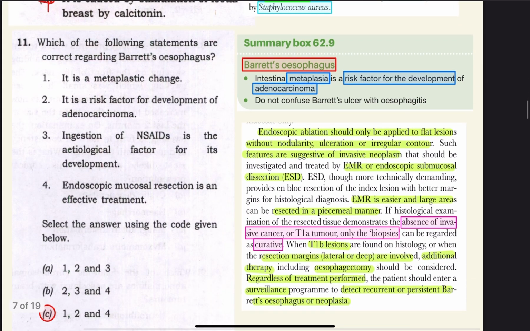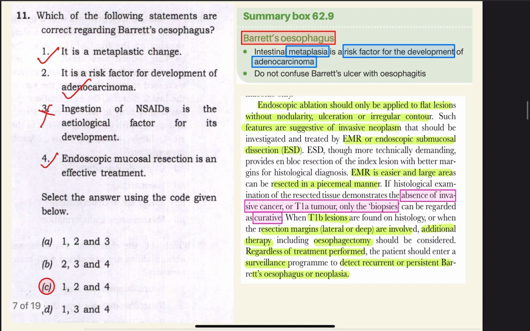Now question number 11. Which of the following statements are correct regarding Barrett esophagus? This question is taken from Bailey only. Barrett is a metaplastic change. Yes, this is metaplasia, a risk factor for development of adenocarcinoma. Ingestion of NSAID is an etiological factor for development? No, this is not correct. And endoscopic mucosal resection is an effective treatment. Yes, endoscopic ablation should only be applied on a flat lesion without nodularity, ulceration, or irregular contour. So with EMR, or endoscopic mucosal resection, you can treat Barrett esophagus. So 1, 2 and 4.